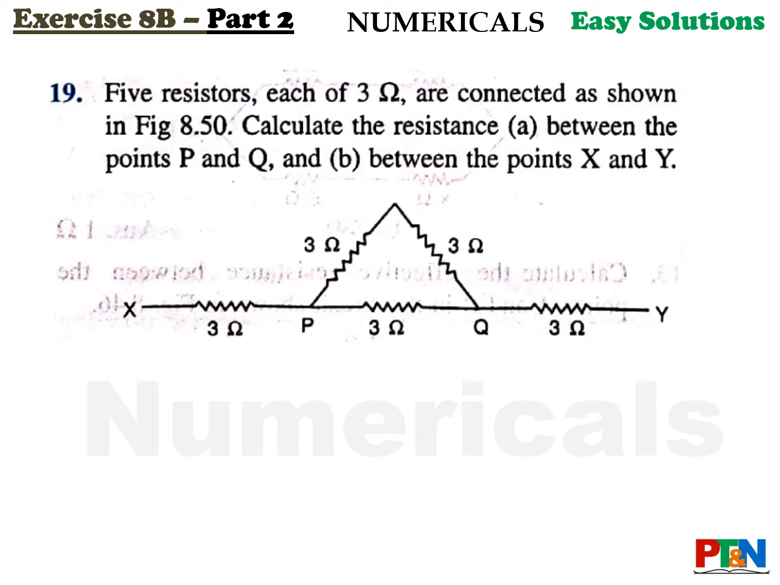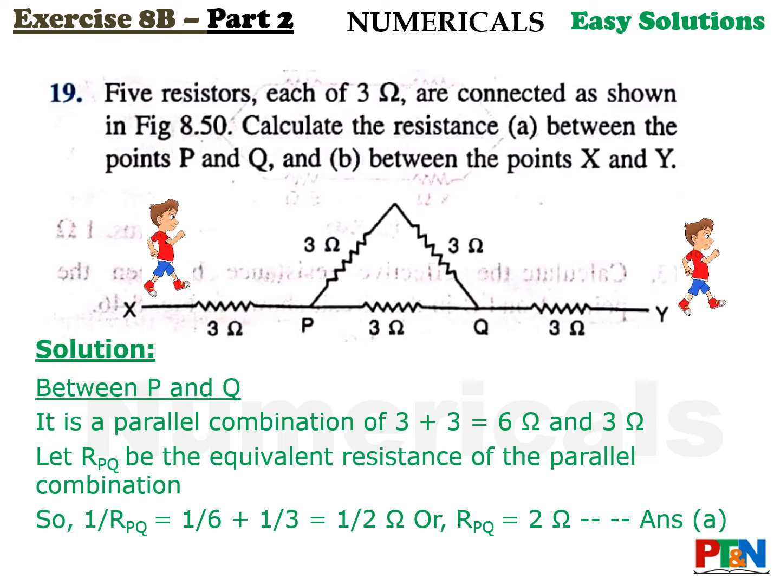Next one. 5 resistors of 3 ohm are connected as shown. You need to calculate the resistance between point P and Q and then between X and Y. Let's look at the solution. Again, you need to work down. So now between P and Q, it is a parallel combination of 3 plus 3, that is 6 ohm, and 3 ohm. So it is a parallel combination of 6 and 3 ohm. So you have that formula of equivalent resistance of parallel, that will give you equivalent resistance as 2 ohm. For 6 ohm and 3 ohm, it is always 2 ohm.